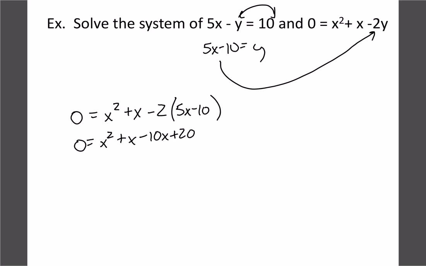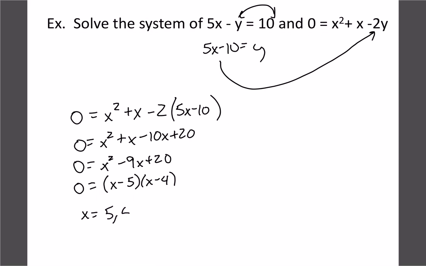So we have minus 10x plus 20. And let's simplify that as a quadratic. So we'd have minus 9x plus 20. And remember, with quadratics, we want them equal to 0 so that we can factor. So in this case, minus 5 and minus 4 would be our factors. So our x is our positive 5 and positive 4.